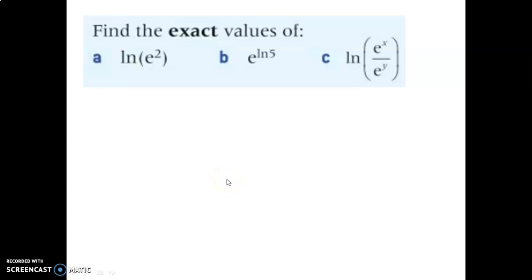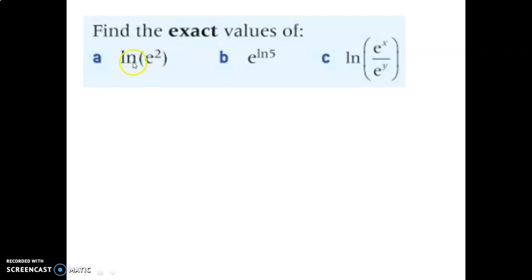Now thinking of things that way, let's look at these. I'll help you get started on the first one. We have a natural log of e squared. One mistake that's commonly made here is that students see this e here and think, oh, that's like the base e here, but that's not true.